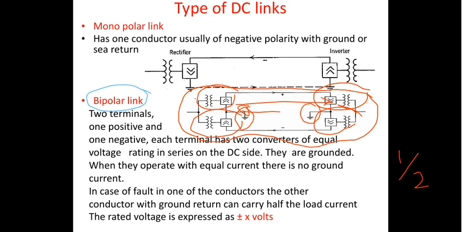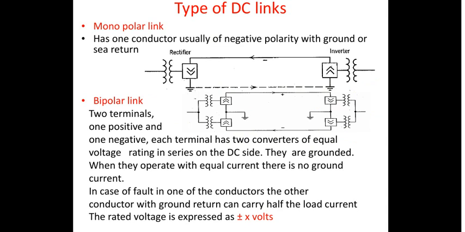Now the very important advantage of this bipolar link is that if any one of the links fails to operate properly, the link gets converted into a monopolar link. Whenever there is a problem and one of the links goes faulty, it acts as a monopolar link, and half of the system continues to supply the power. So these types of bipolar links are very common and popular in our HVDC power transmission system.